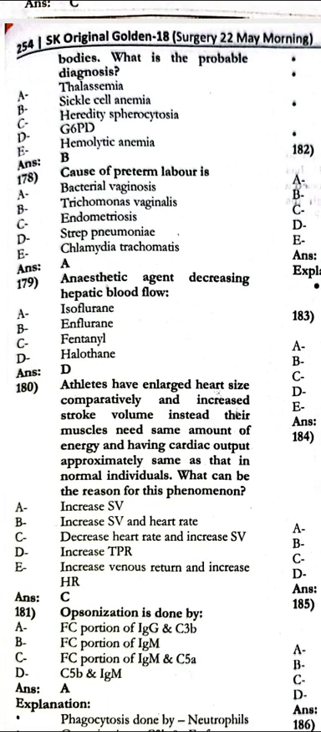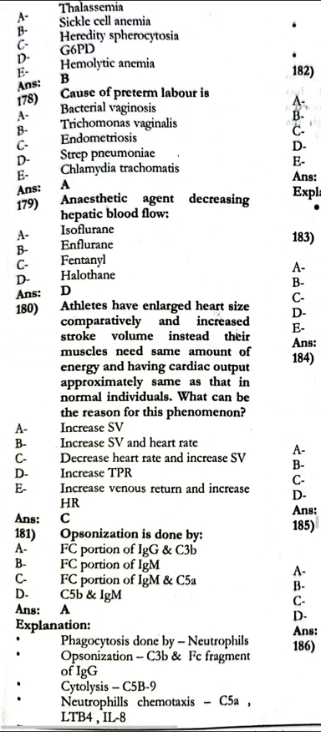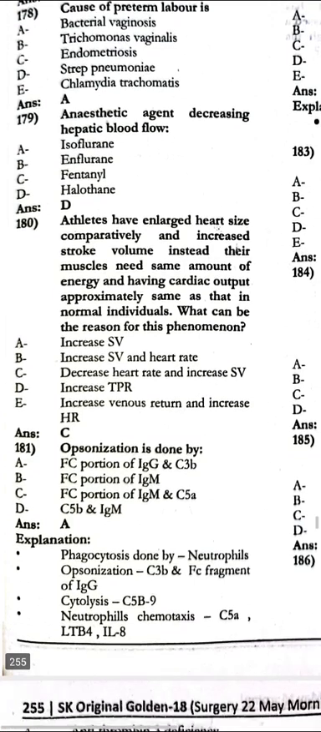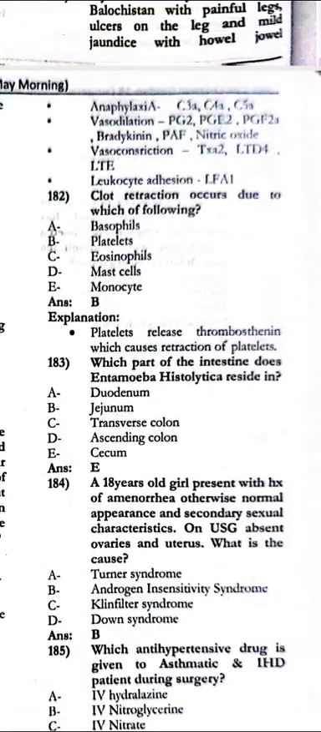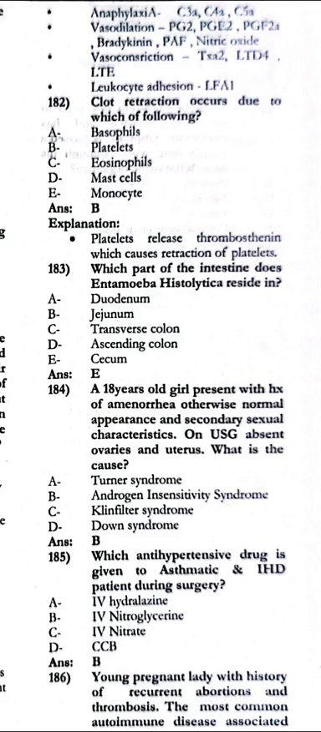Athletes have a comparatively large heart size and increased stroke volume. Yet their muscles need the same amount of energy and they have a cardiac output approximately the same as a normal individual. What can be the reason for this phenomenon? That is decreased heart rate and increased SV. Opsonization is done by the Fc portion of IgG and C3b. Next, clot retraction occurs due to which of the following? The platelets.